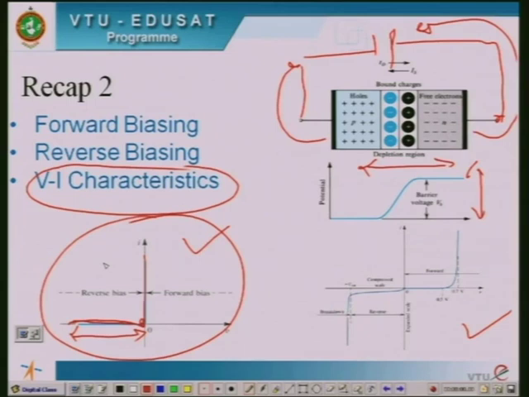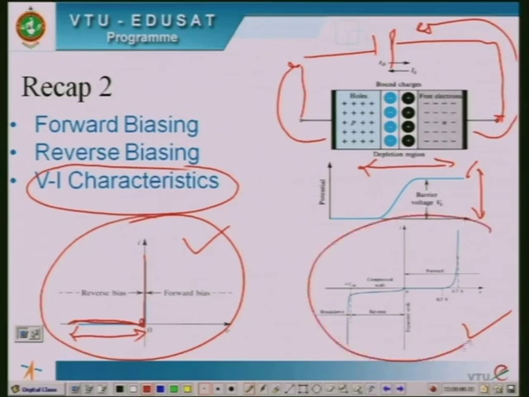In the ideal VI characteristics, in forward bias the diode acts as a short circuit and current flows, whereas in reverse bias the diode acts as an open switch, and therefore the current flowing through it will be 0.